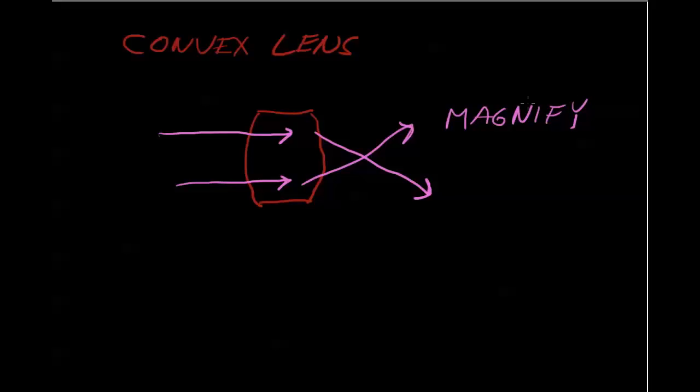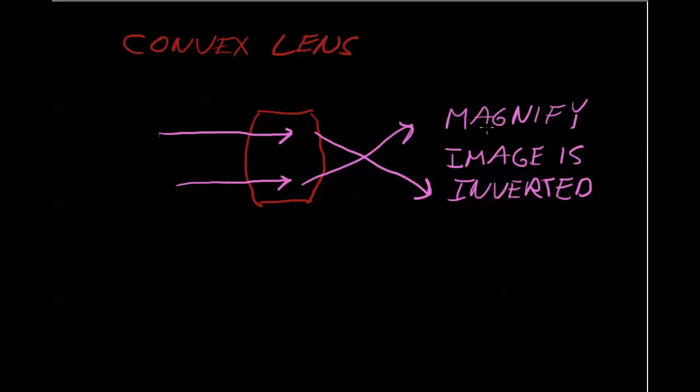And the other thing is the image is upside down. The image is inverted. The image your lens in your eye puts on your retina is inverted. It's your brain that flips it back up. So a convex lens, they bow out, and you can see, right here. And the big advantage is the magnification.